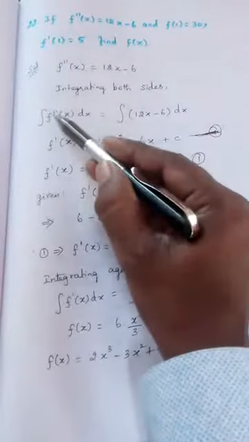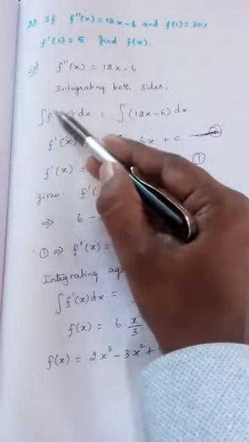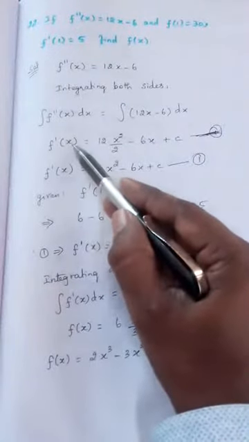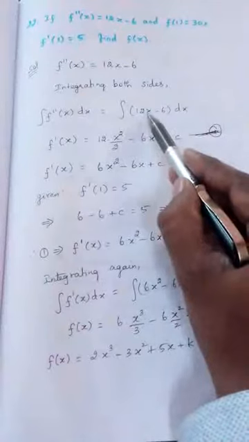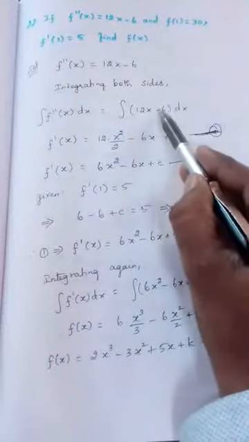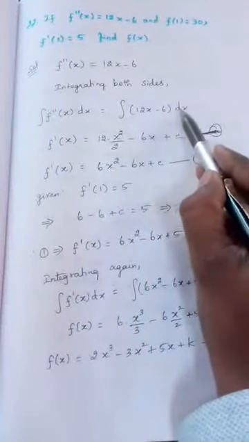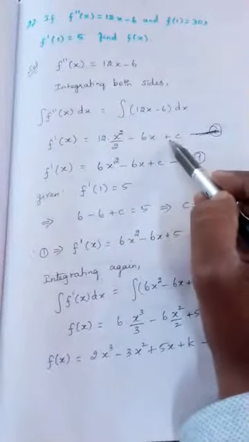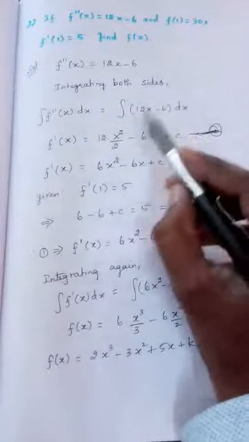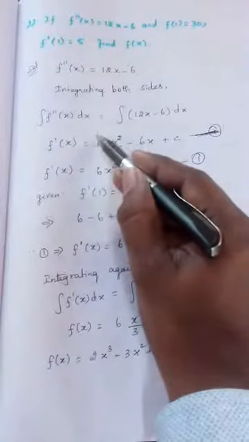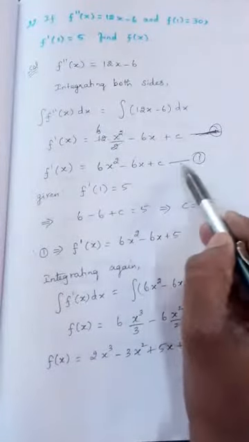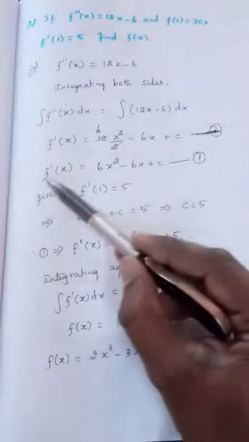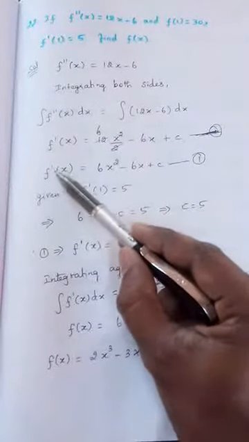One differentiation and integration will get cancelled. So f double dash will become f dash of x equal to, same thing, 12 is constant. If you integrate x, x square by 2, minus 6 is constant. If you integrate dx, the answer is x, plus c is the integration constant. Cancelling 2 and 12, 6 will come. So 6x square minus 6x plus c is taken as the first equation.